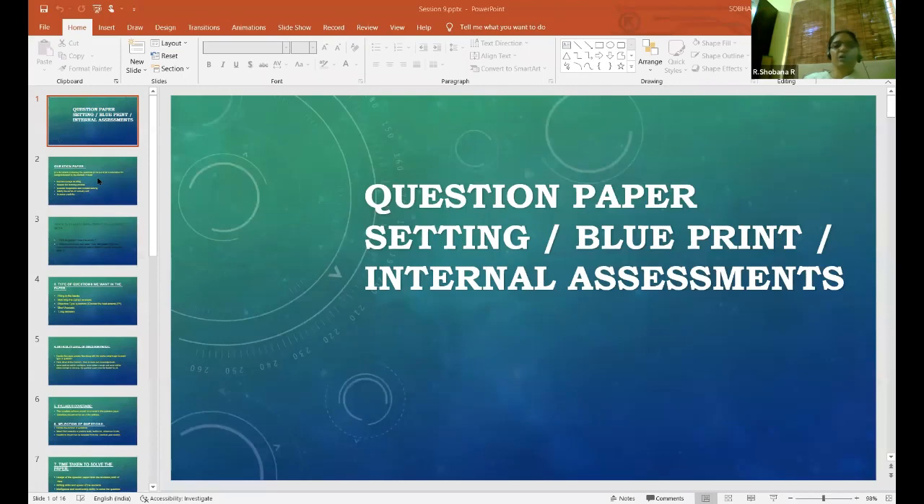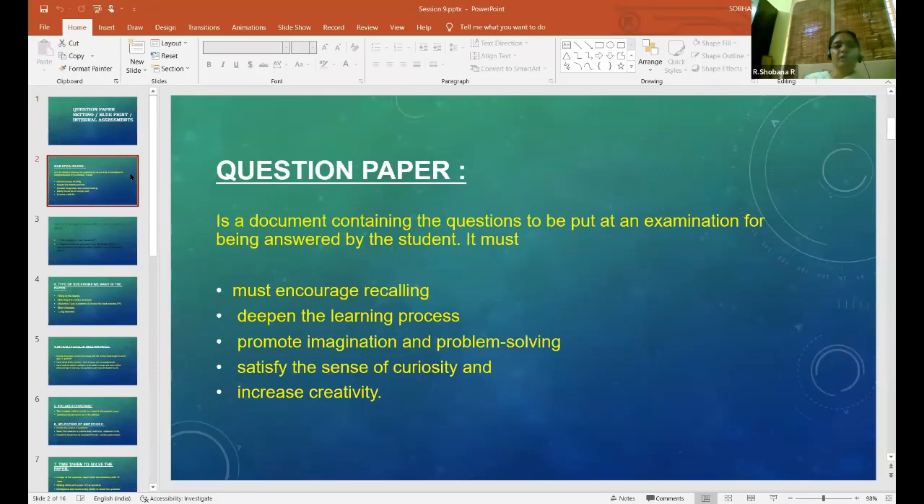So let us go to the first slide, next slide. First, we would see what is a question paper. We all, as teachers, know a question paper is a document that contains questions to be put at an examination for being answered by the student. So this is the question paper. What are the characteristics of a question paper? What are the qualities a good question paper must have?